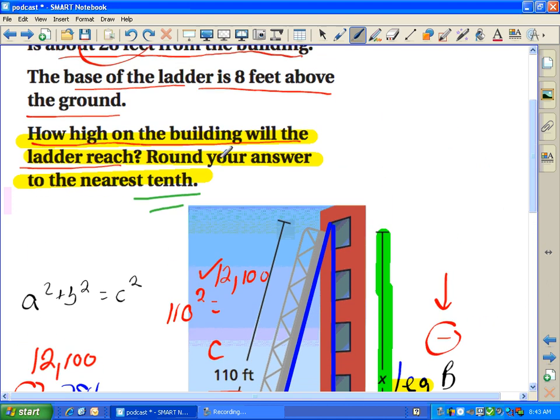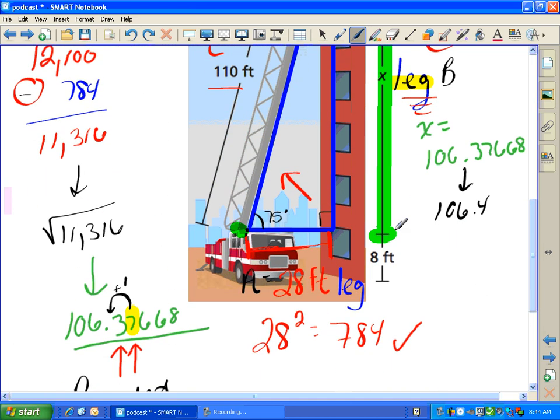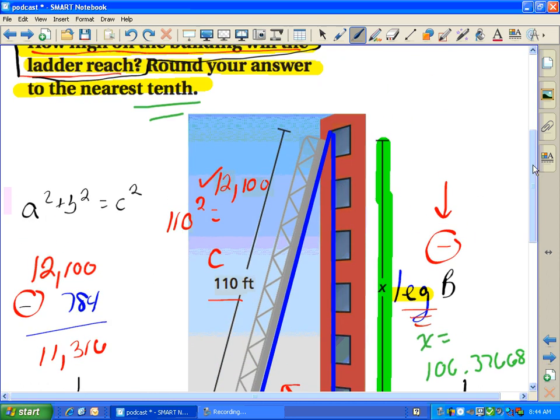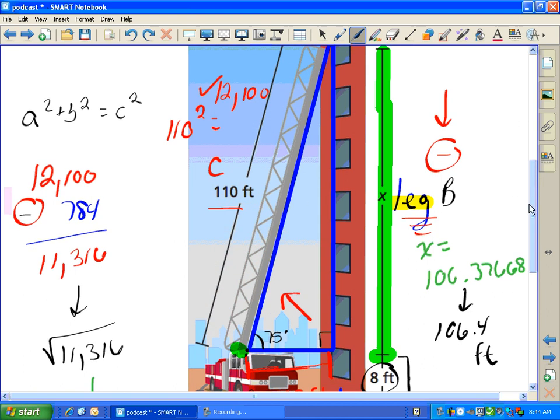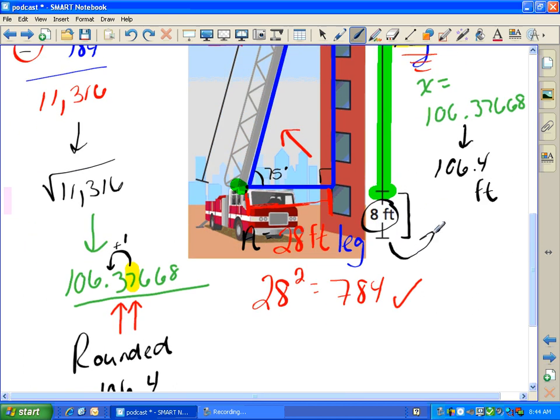Now, go back and read the question. How high on the building will the ladder reach? Well, the distance from here to here is 106.4 feet. But remember, it's 8 feet from the ground to where the ladder starts. So I need to include this 8 feet for how far the ladder will go up. So I'm going to include this 8 feet.